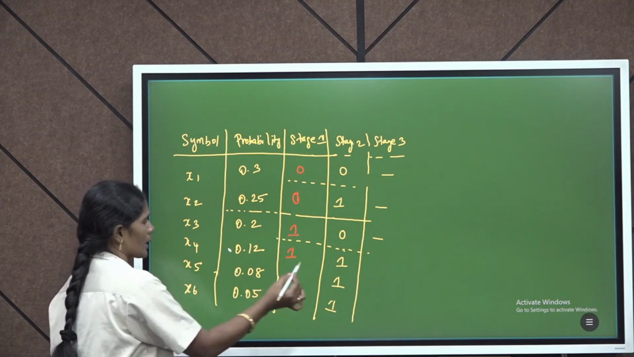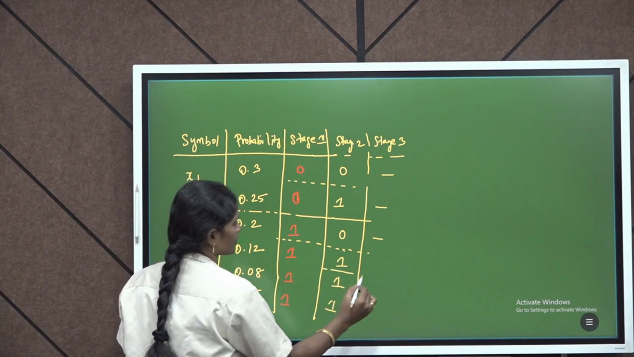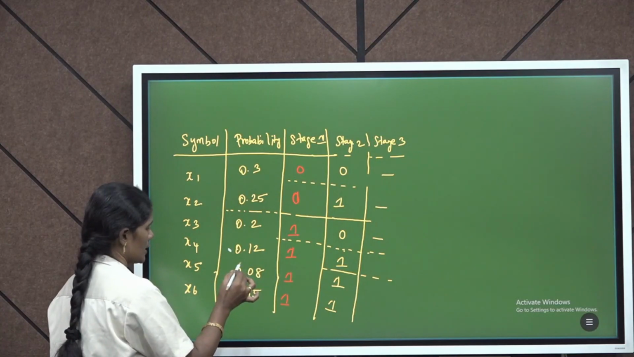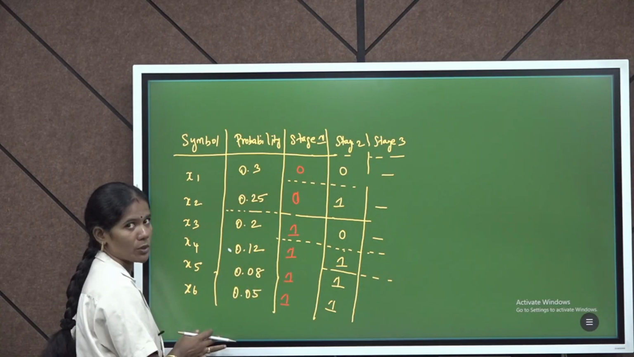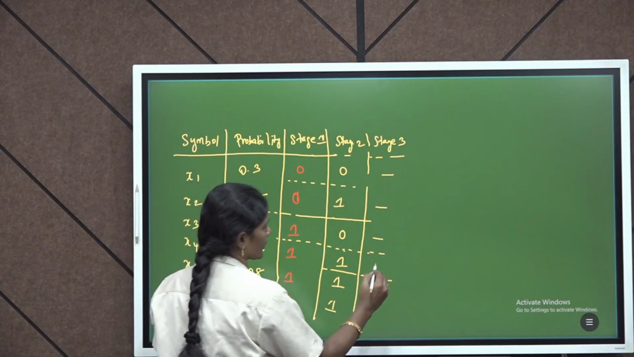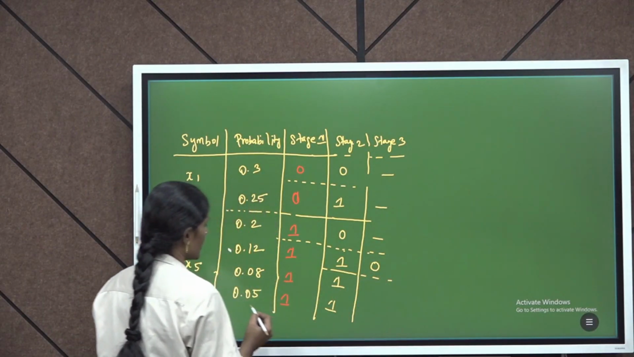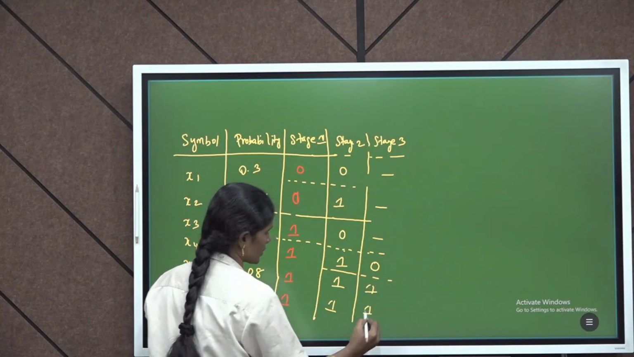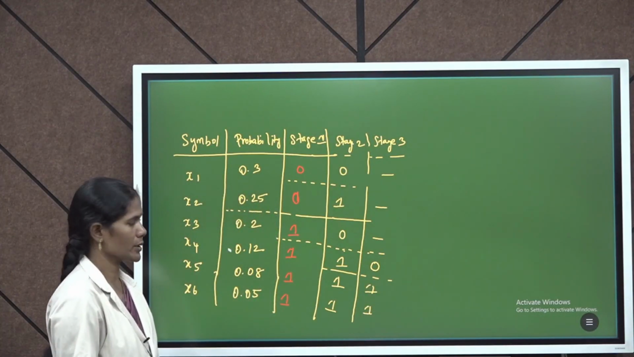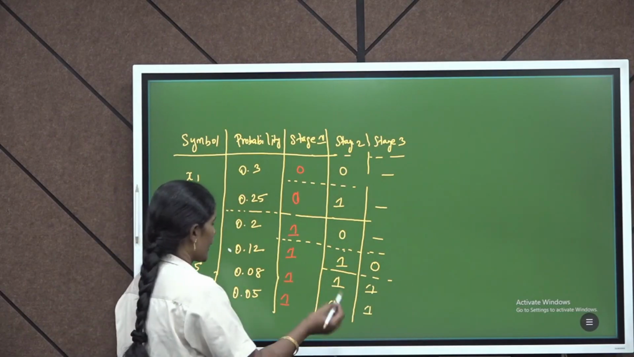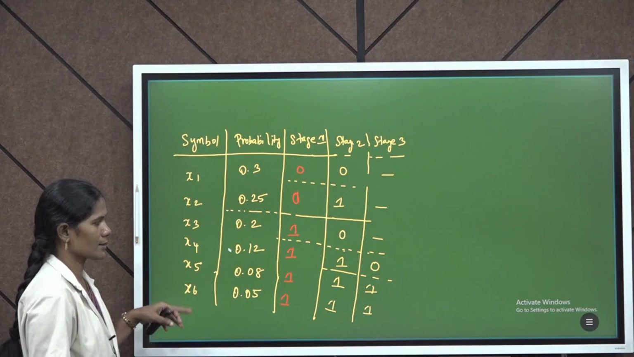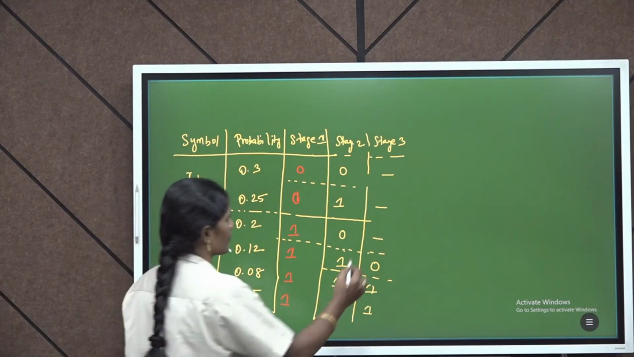In this group we can again partition. 0.12 is the upper partition bit, 0.08 and 0.05 will be the lower partition. So, we can assign 0 to 0.12 and binary bit 1 to 0.08 and 0.05. Again we need one more stage for splitting x5 and x6 into single messages.